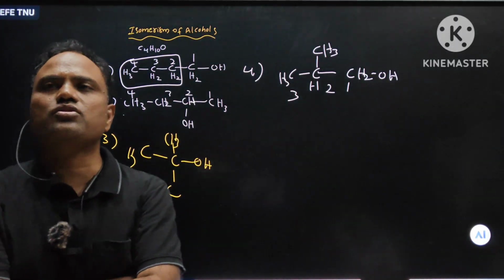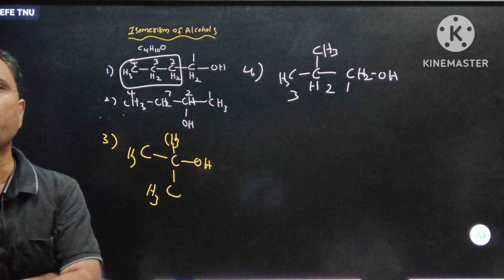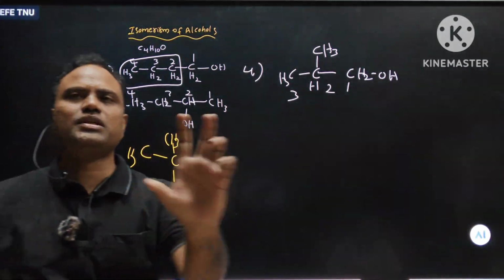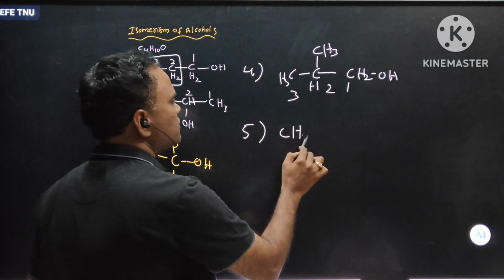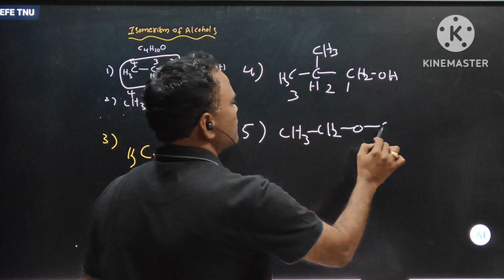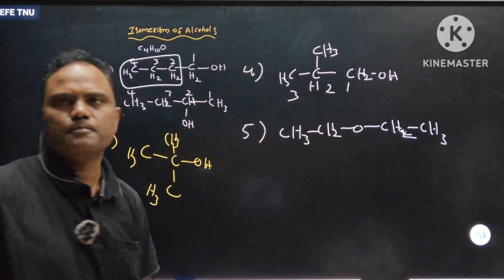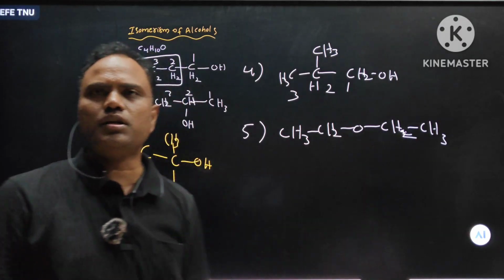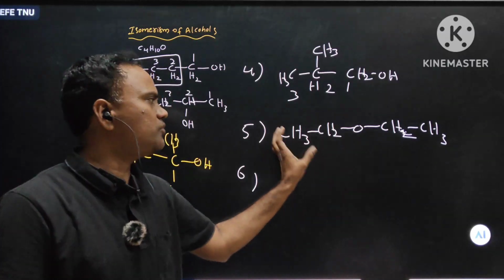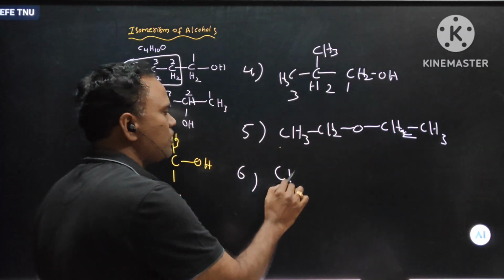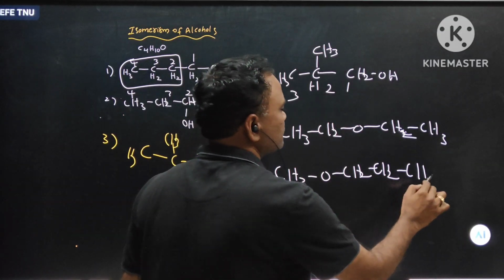Alcohols are functionally isomeric with ethers. So you have to check for ethers also. Alcohols are functionally isomeric with ethers. When alcohol is present, then check for ether also. So the fifth one, CH3, CH2, O, CH2, CH3. The ethers' general formula is ROR. This is one ether. Another ether is, see, this side 2 carbons are there. Send 1 carbon that side. Keep 1 carbon only on the left hand side. This is another possibility. Okay.